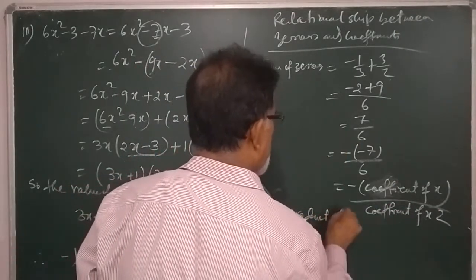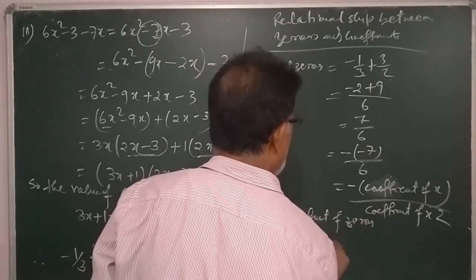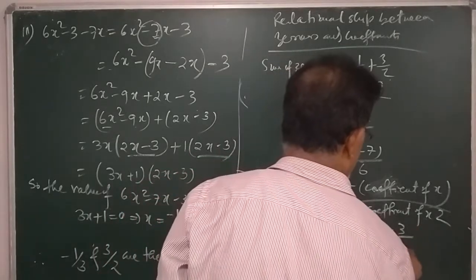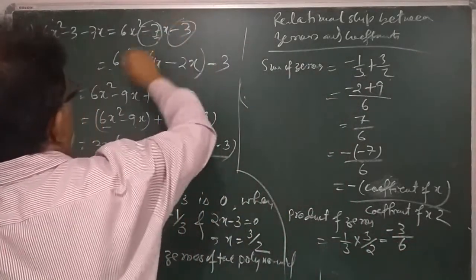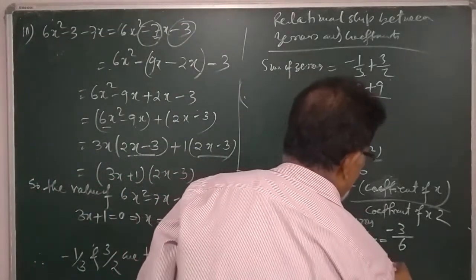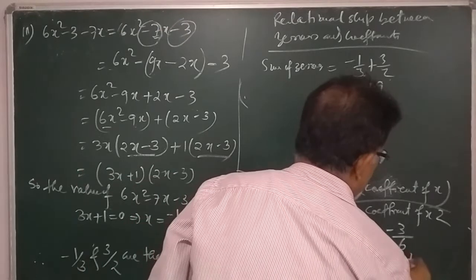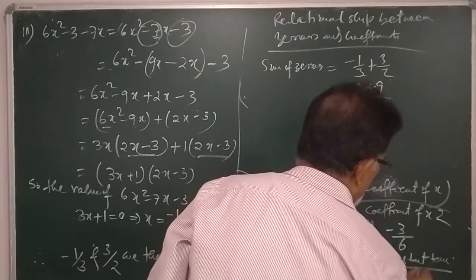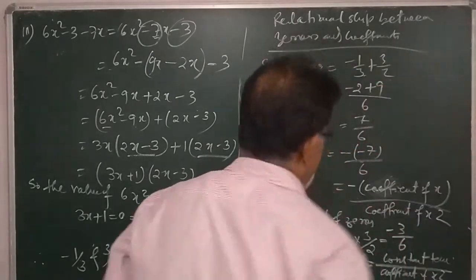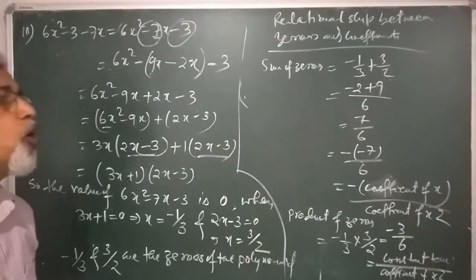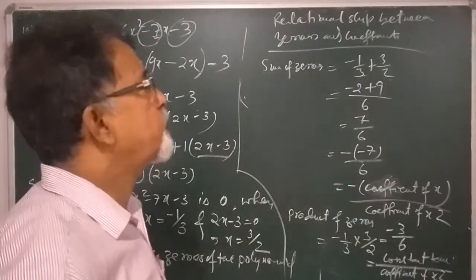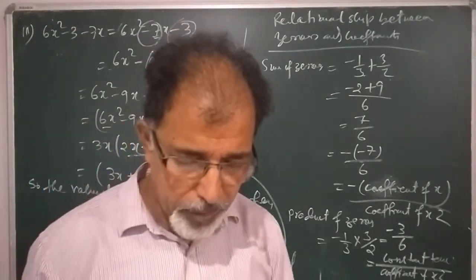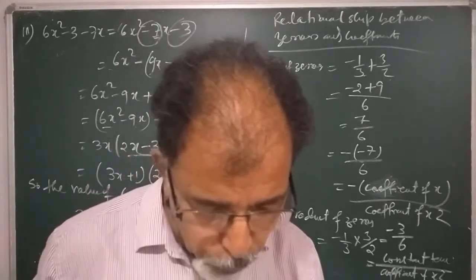Product of zeros equals minus 1 by 3 into 3 by 2. This is minus 3 by 6. Minus 3 is the constant term, 6 is the coefficient of x square, so constant term by coefficient of x square. This is the relation between the zeros of the polynomial and their coefficients. The rest you can try to do yourself. And now I am going to question number 2.